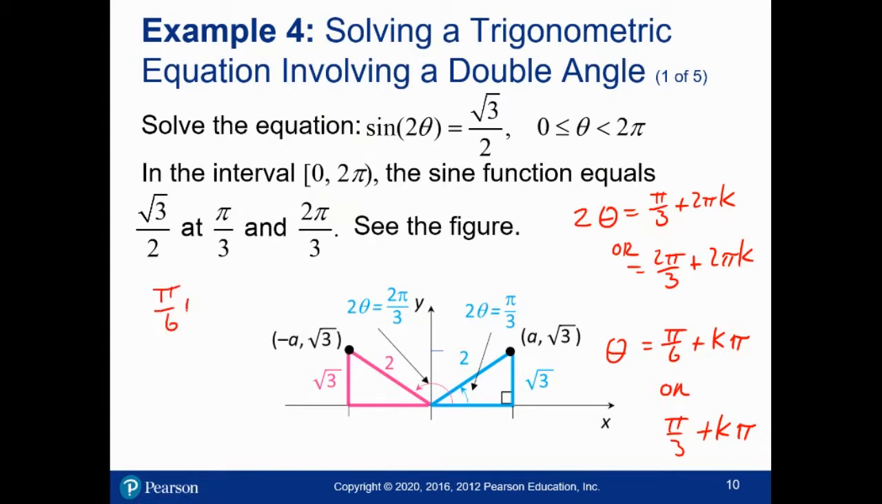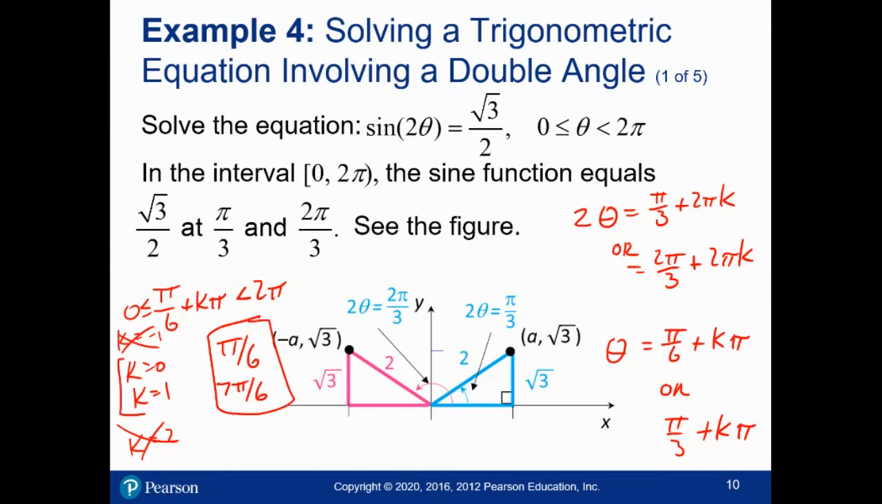How can pi over 6 plus an integer times pi be in between 0 and 2 pi? I can either have k equals 0, in other words, my angle is pi over 6. I can have k equals 1. That gives me 7 pi over 6. But if I did k equals 2, notice I would have 2 pi plus something. That's too big. And if k is negative 1, overall the angle will be negative, and that's too small.